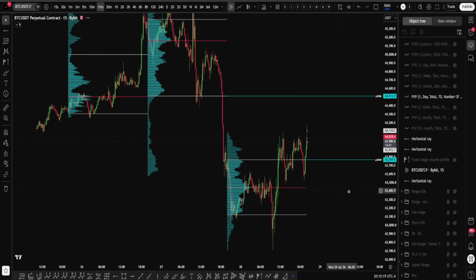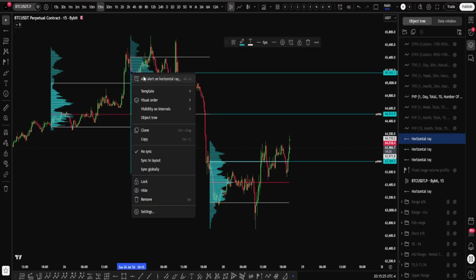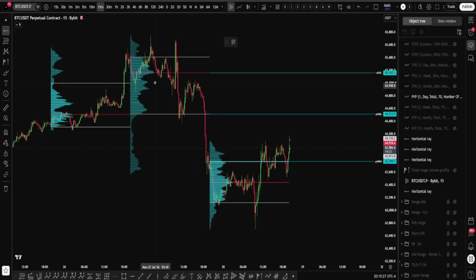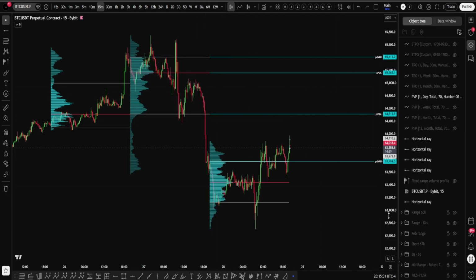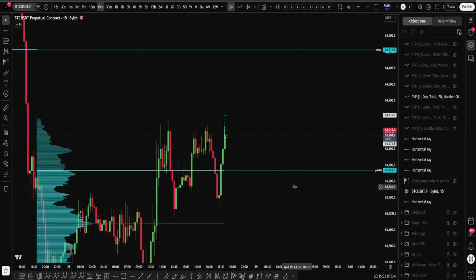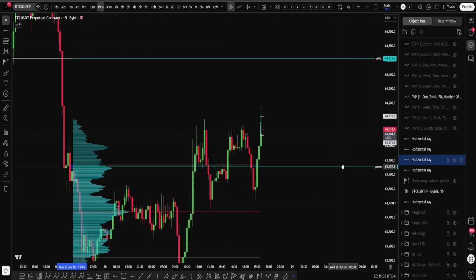Got it. So now if we look at Mondays, all these levels are untouched. So if we want to, we can go ahead and mark all these levels. This is the point of control, which has not been touched. Previous day value high, not been touched. Previous day value low. And then we also have the previous day value high below us, which has not been touched either.